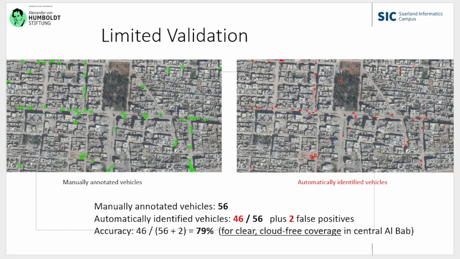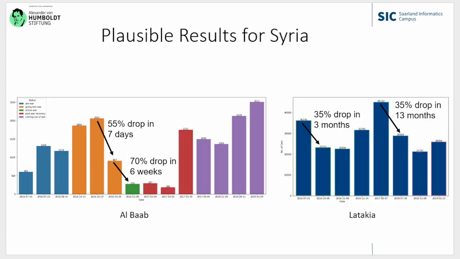So then, with the car count, what do you actually observe? Do you get something that makes sense? Here's a preliminary validation in the Syrian context. On the left, you have car counts for the city of Al-Bab, where there was actually active fighting. The fighting happened during this period, marked in green.